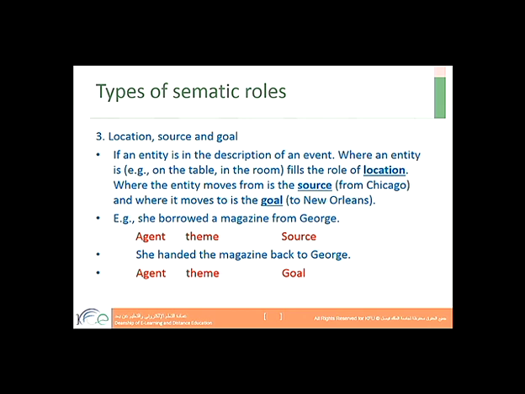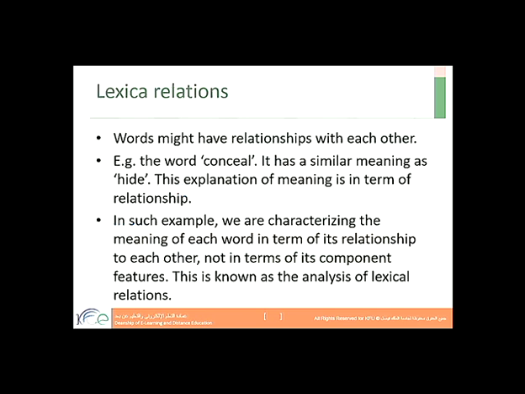Another example: she handed the magazine back to George. Again, she is an agent. Handed the magazine is the theme. Back to George has the function of goal, because it expresses where it moves to. So it expresses a movement here.